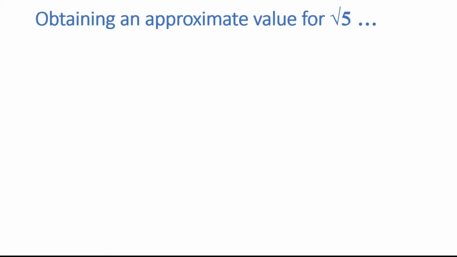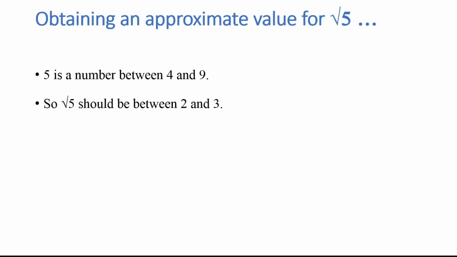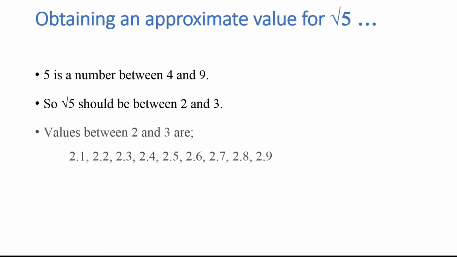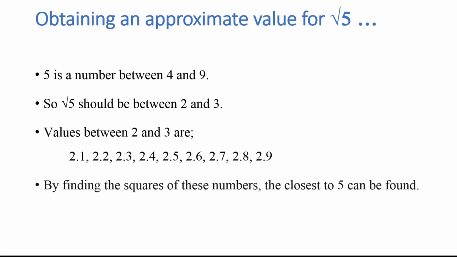Let's see how an approximate value is obtained for the square root of 5. 5 is a number between 4 and 9. So, the square root of 5 should be between 2 and 3 because the square root of 4 is 2 and the square root of 9 is 3. The values between 2 and 3 are 2.1, 2.2, 2.3, 2.4, 2.5, 2.6, 2.7, 2.8 and 2.9. By finding the squares of these numbers, the closest to 5 can be found.